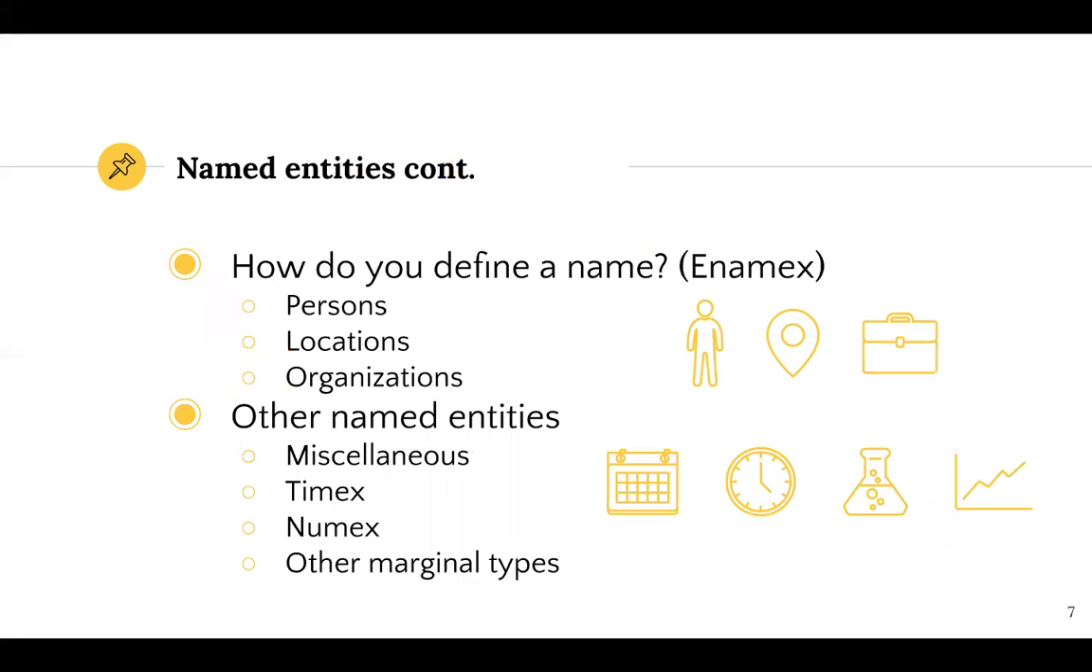So a little bit more about named entities. How do you define a name? There are three types of names that are collectively known as enamex that this paper talks about. Those three items are persons, locations, and organizations. Other named entities include the miscellaneous type, which is anything outside of those three, timex, which is date and time, and numex, which is money and percent. There are also other marginal types such as compounds, structures, etc.